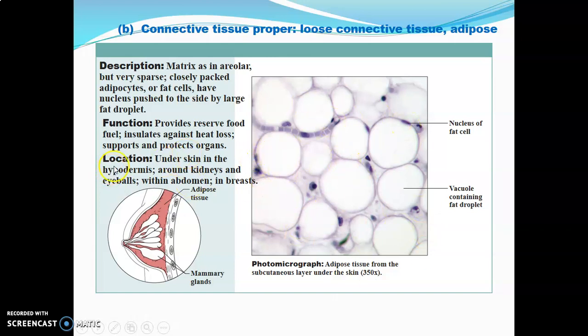So where do we find it? In the hypodermis of the skin, around the kidney, in the eyeball, within the abdomen, in the breast. Name 4 areas with adipose tissue: abdomen, breast, around the kidneys, hypodermis, in the eyeball. So those are the answers you will give.